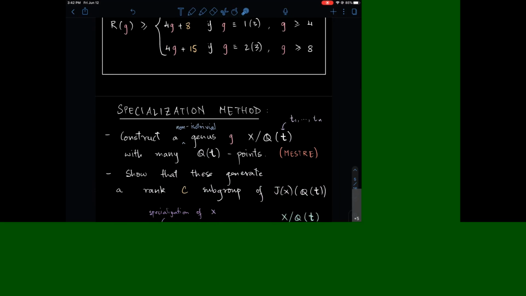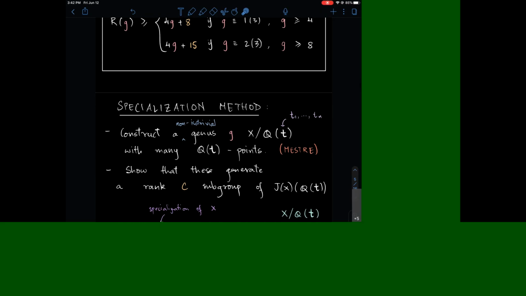We basically take specializations, and how it works is you construct a non-isotrivial genus G curve of high rank over some rational function field. And here this is supposed to be a bold font T. I'm sorry if it's not very clear. This bold font T refers to this tuple of indeterminates T1 through Tn. And so we construct such a genus G curve having many Q(T) points. And here we're going to be basing today's work on a construction due to Mestre. And then we take differences of these points and look at those divisor classes, and we show that these generate a subgroup of large rank of the Jacobian over Q(T).